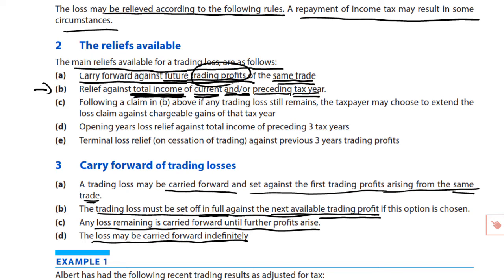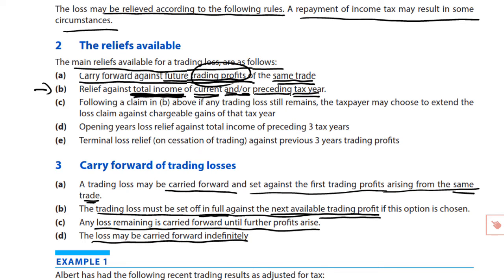We can make claims against the total income of the current tax year and or the preceding tax year. No partial claims available. Whatever is the loss goes against your figure of total income. But you get to choose whether to make a claim in just the current year, just the preceding year, or if in both, which way round you would wish to have it.